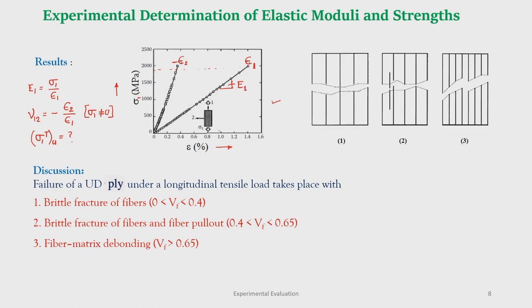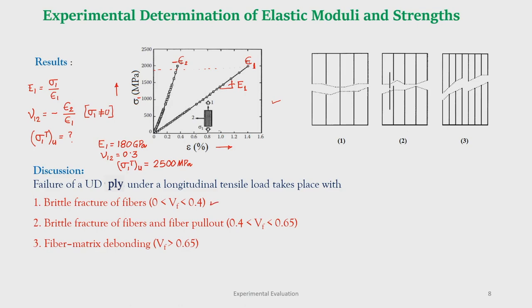So, for a typical graphite epoxy, we get E 1 as 180 gigapascal, then nu 1 2 as 0.3. I am just showing the order of those values because it depends upon the volume fraction. And the ultimate tensile strength is around 2500 megapascal.